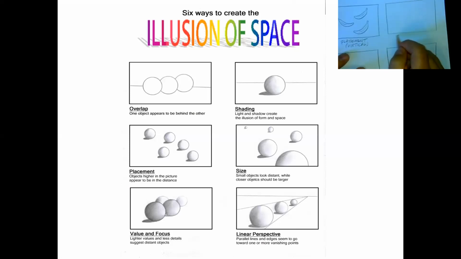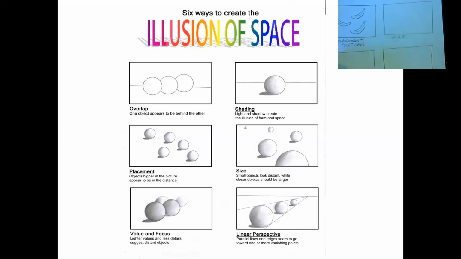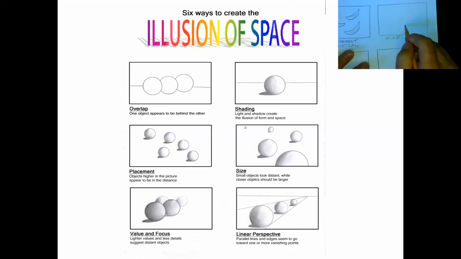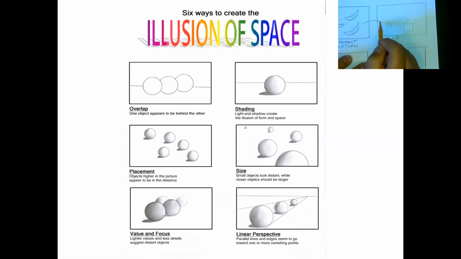Now size, that one is kind of obvious. If you want to make something look far away, you make it smaller. So I'll go with something different this time. I'll make a house. Real simple house. If I make a smaller house, that house appears to be further away. But here's the deal. You can use vertical placement and size in conjunction with one another, kind of like they're related, like cousins. And then it really makes things look far away.